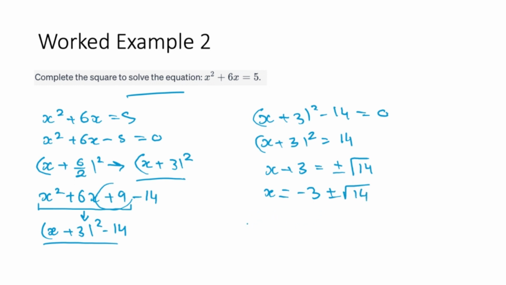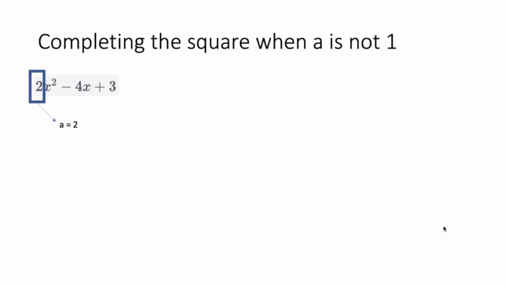And then you grab your two x values, so x equals minus 3 plus square root 14, and x equals minus 3 minus square root 14. And you use your calculator to get both x values. Now, on to the next stage.